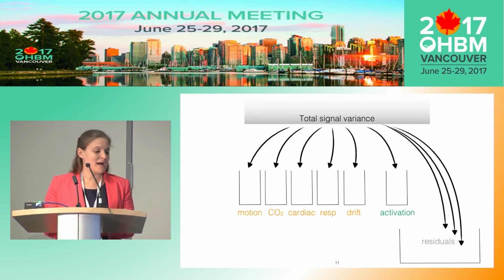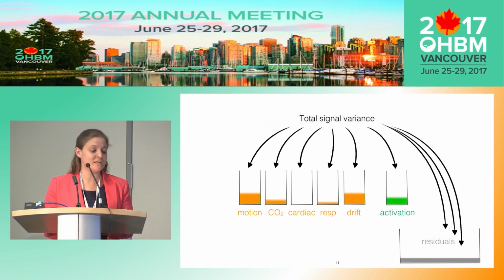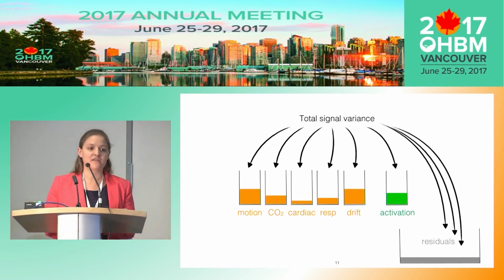Again, with the same conceptual framework, you see the total signal variance is now divvied up in multiple categories. These are some example nuisance regressors you might have: motion, carbon dioxide, cardiac and respiratory information, signal drift. Now the variance is distributed like this, and your residuals are much smaller. So we're appropriately identifying the sources of variance in our data.